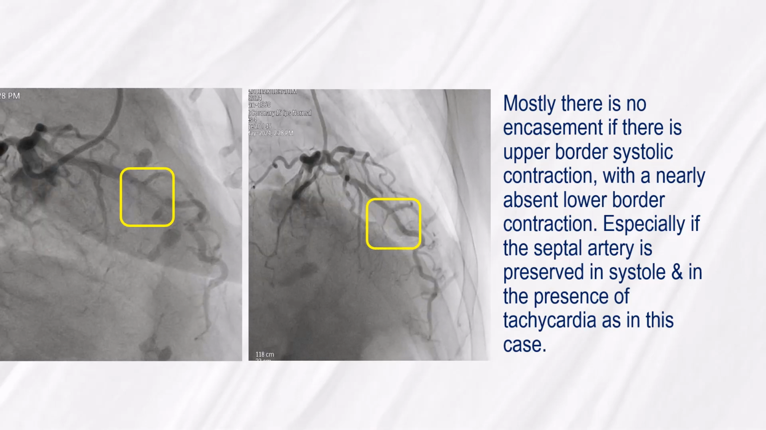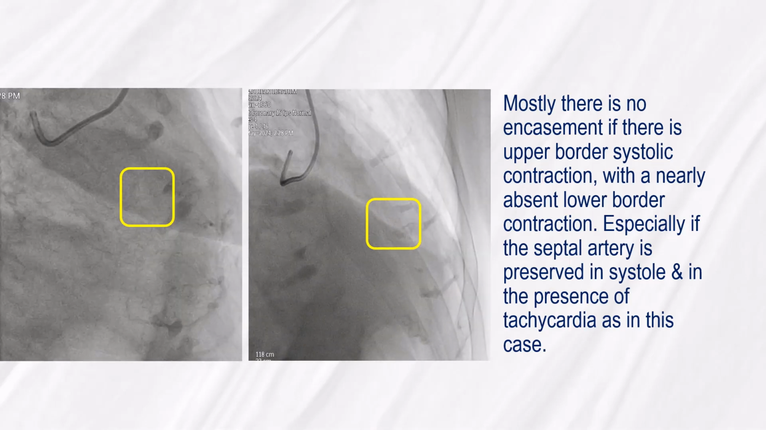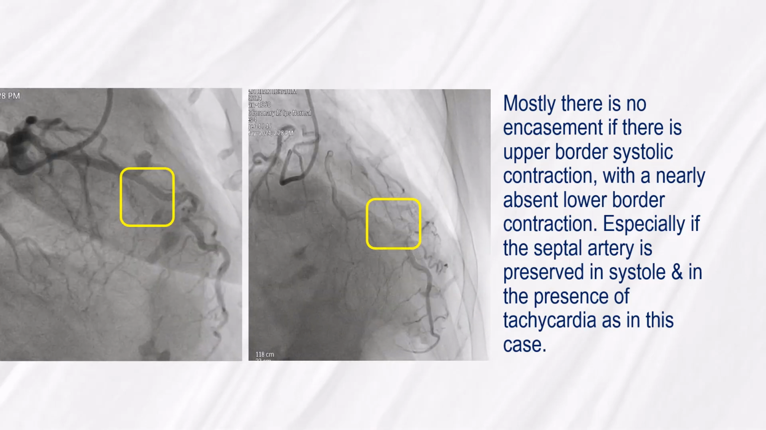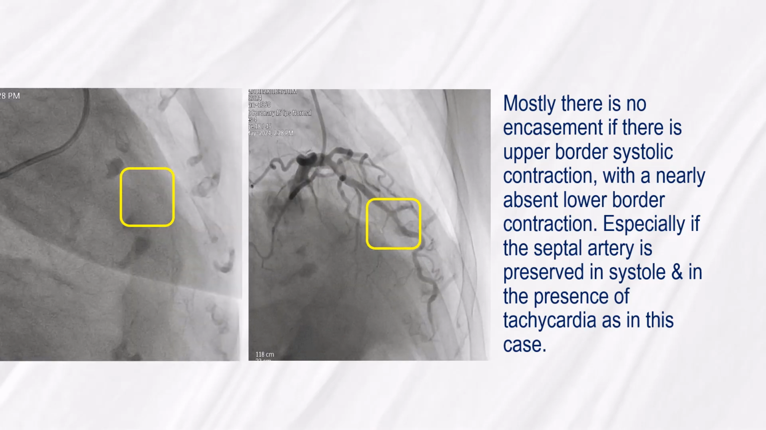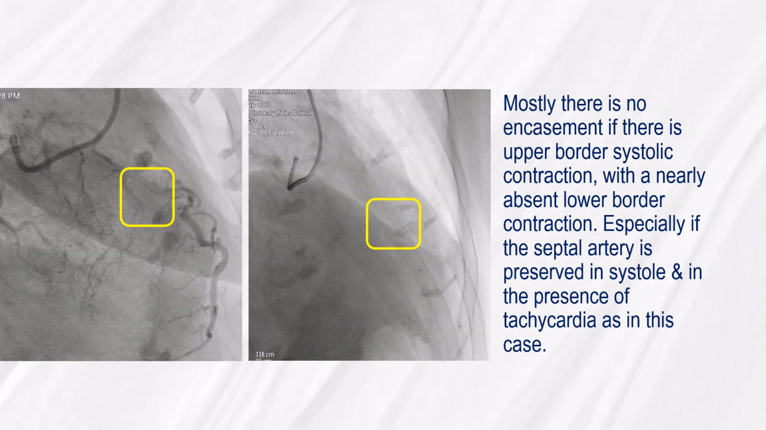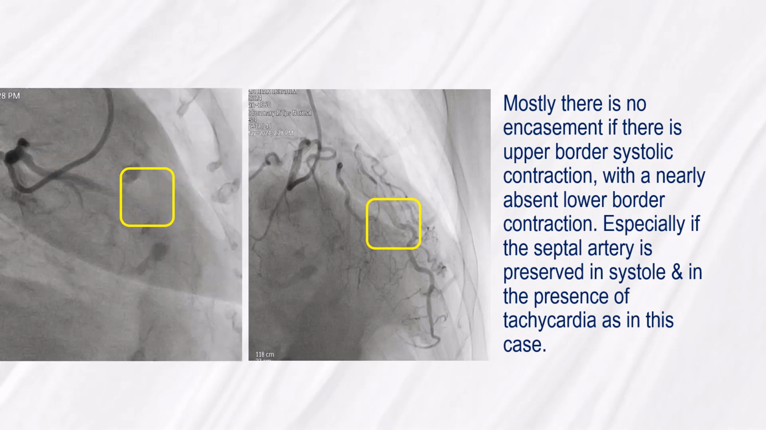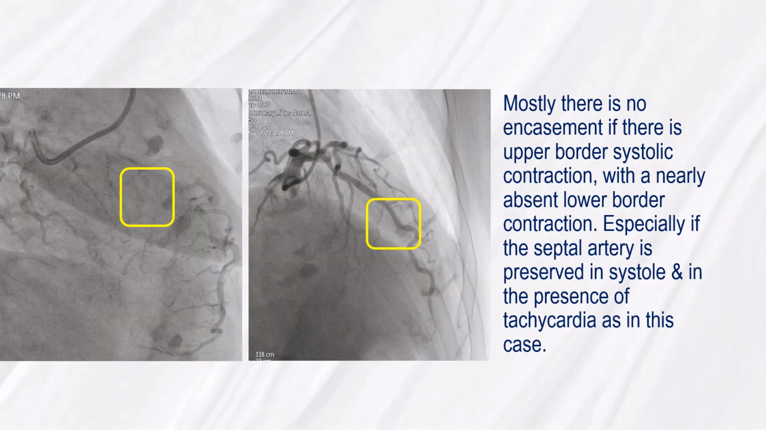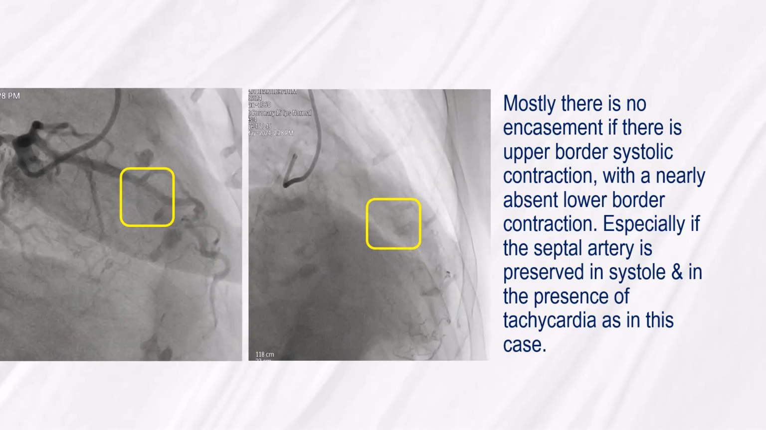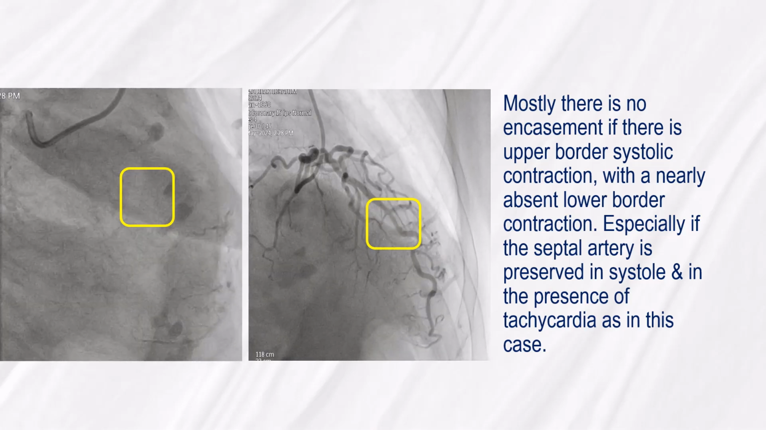In this case, mostly there is no encasement if there is upper border systolic contraction with a nearly absent lower border contraction, especially if the septal artery is preserved in systole and in the presence of tachycardia, as in this case.